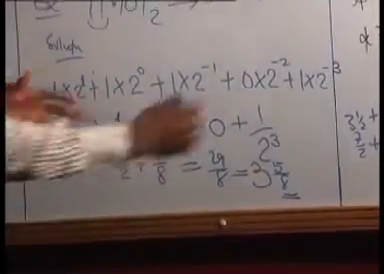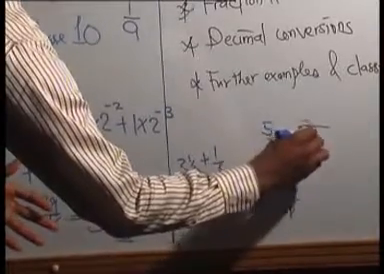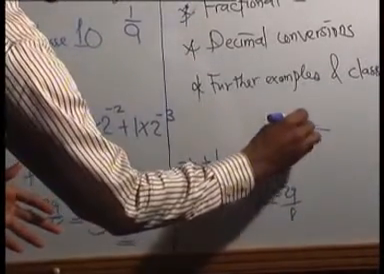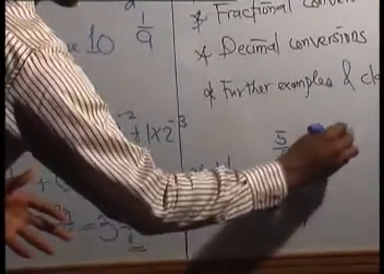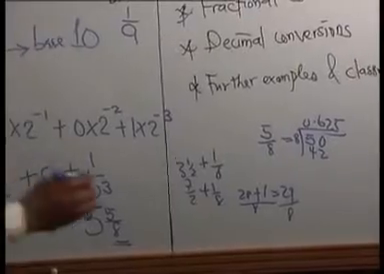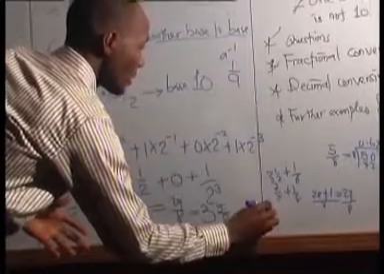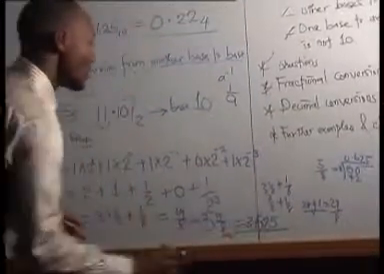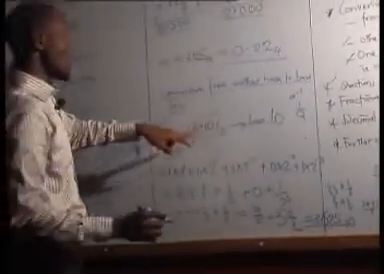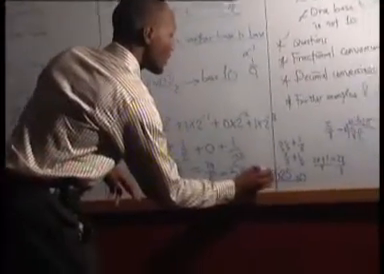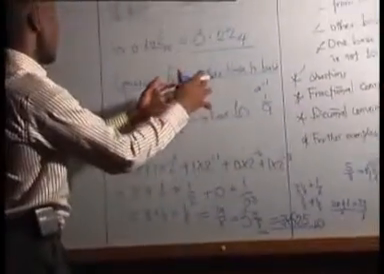So 5 over 8 is what? In decimal, 5 over 8 is actually, you have 5, you have 8, 0.625, so let's just use it. So we're going to have 3.625 in base 10. So that means 101.101 is 3.625 in this.